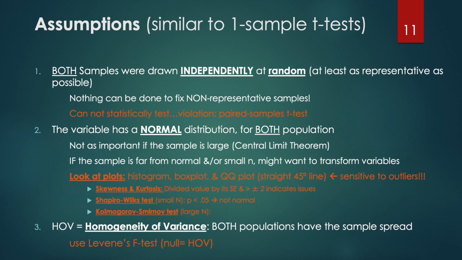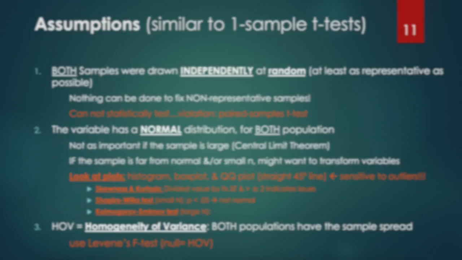When this is totally violated, we can often use a paired samples t-test that we'll talk about more later on in the class. The second one is the variable has a normal distribution for both populations. It's not as important if the sample is really large because of the central limit theorem, but if the sample is far from normal and/or has a really small n, you might want to consider transforming the variables to make them look more normal.